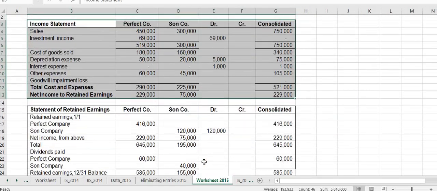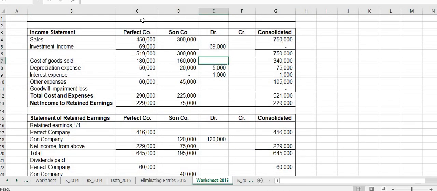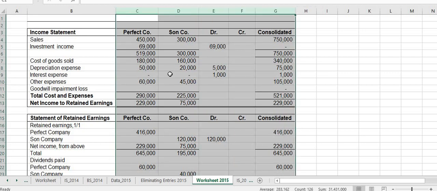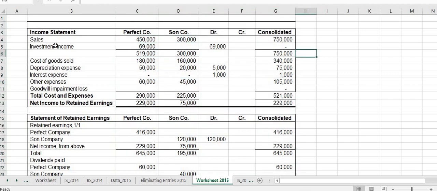So in our worksheet, same pa din, you are to combine the balances for the parent and the subsidiary. So for the income statement, combine lang natin siya para i-take effect natin yung working paper eliminating entries. So for the sales, you have 750. Then i-eliminate natin itong 69,000 na investment income. And then we have cost of goods sold of 180 plus 160, that's 340. We have depreciation of 50 and 20 plus 5, 75, and then there's expense of 1,000, and then other expenses we have 60,000 plus 45,000 plus 105,000. So we have total cost and expenses of 521,000.